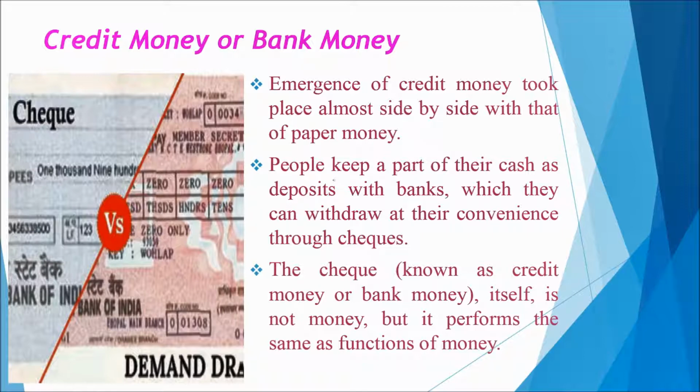Emergence of credit money took place almost side by side with that of paper money. People keep a part of their cash as deposits with banks, which they can withdraw at their convenience through checks. The check is also known as credit money or bank money. It is not money itself, but it performs the same functions as money. Here we can see the picture of a check.